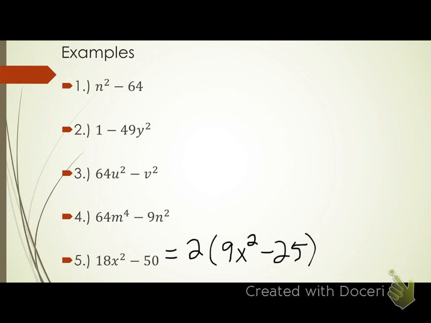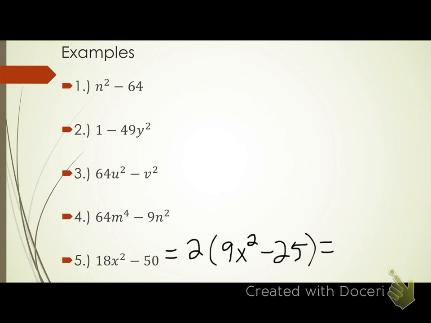No, that's not it. Because now, what do I have in my parentheses? I got a difference of squares. So I can factor this further by factoring my difference of squares now. Okay? Now, be careful here. 2 does need to be a part of your answer because I factored that out. It's just going to sit out there in front of all my parentheses. Okay?